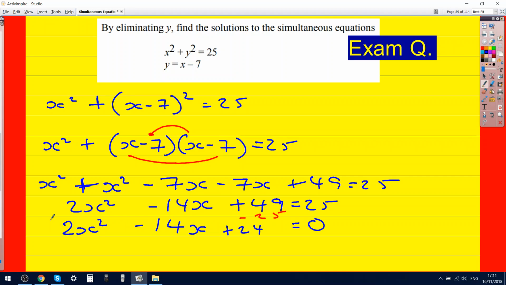So then it's 2x squared minus 14x. Wait, we just do something with 0 again. No. You could half everything. What would you get if you did that? 1x squared minus 7x plus 12 equals 0.